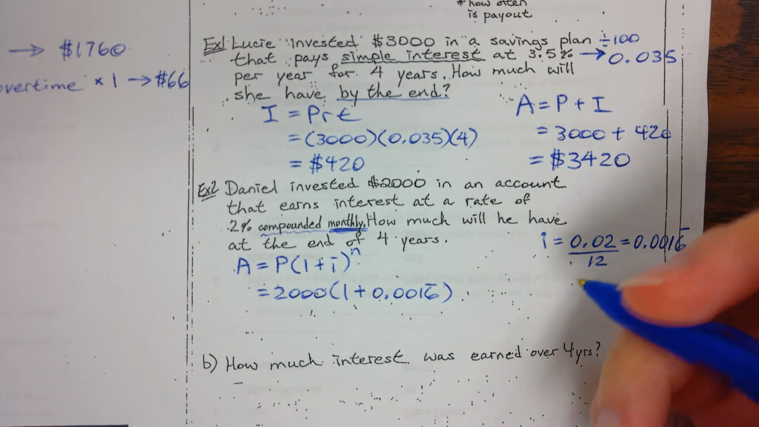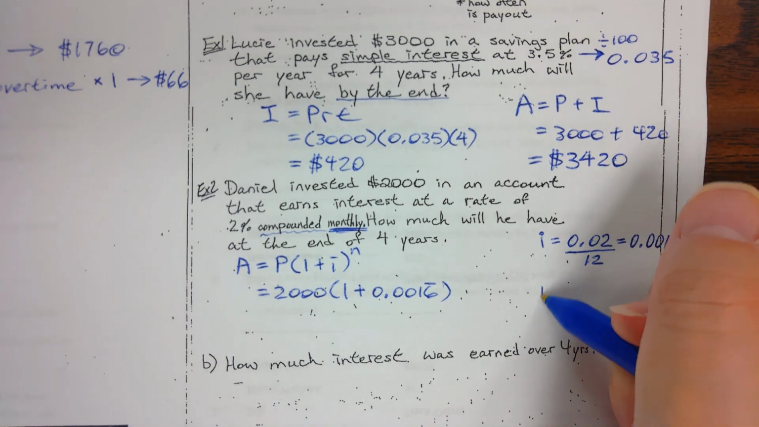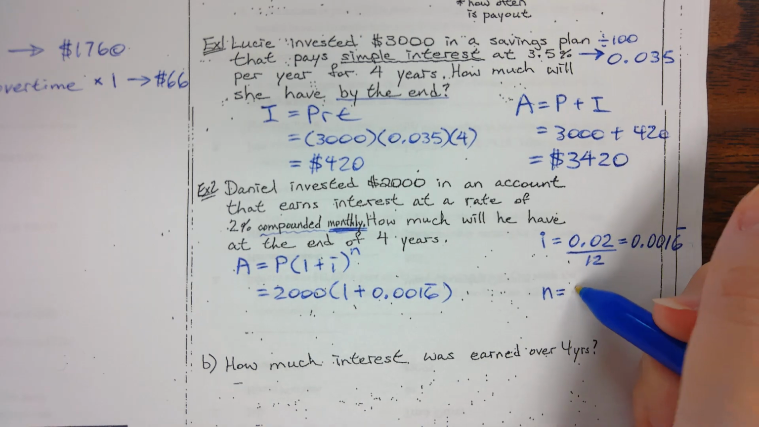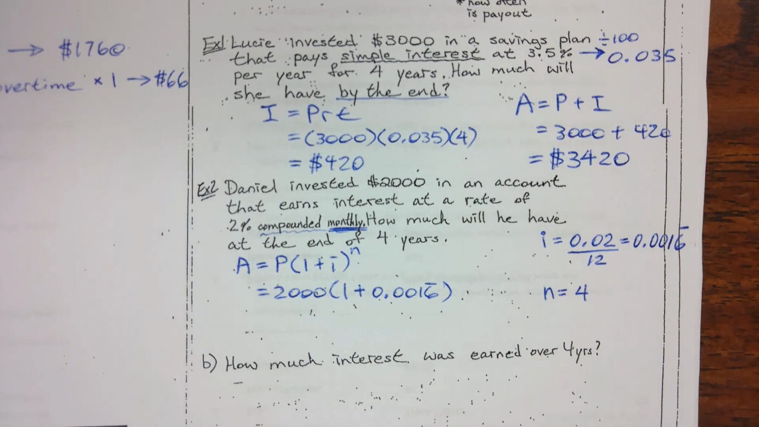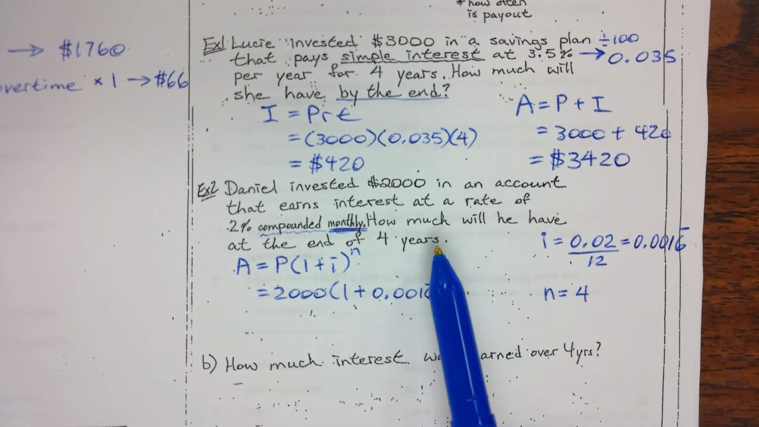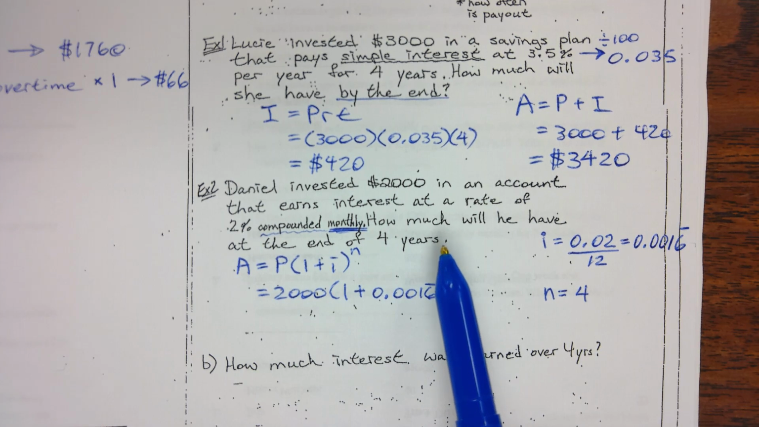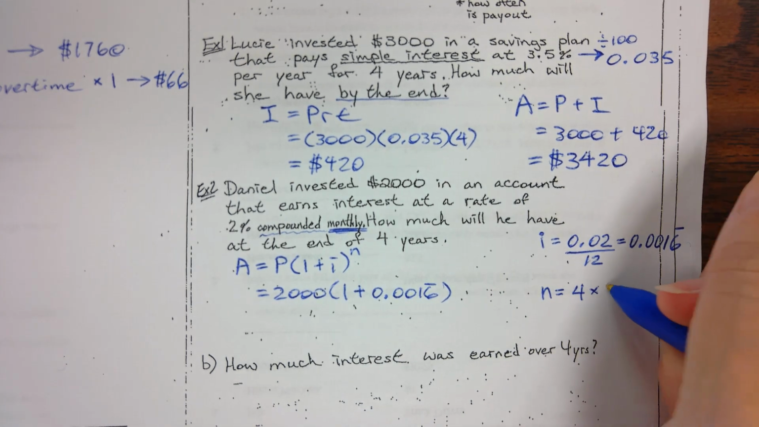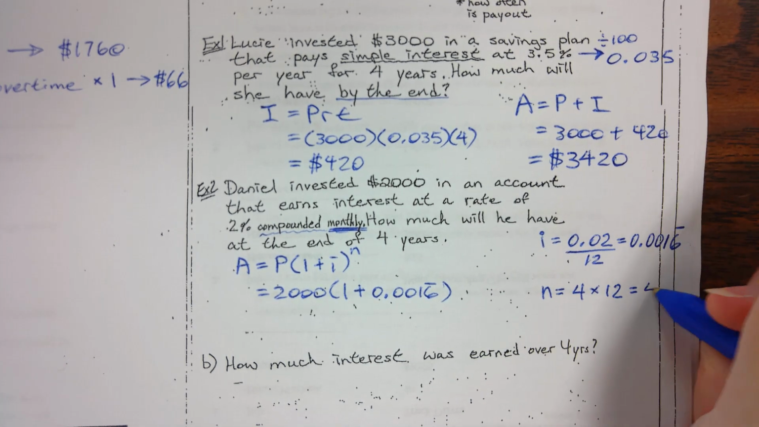Okay? And then N. How long did I put in the investment for? 4 years. Now this is again the but part. But I'm paid every month. So how many months is that in total? 48. Right? So you have to times this by 12.